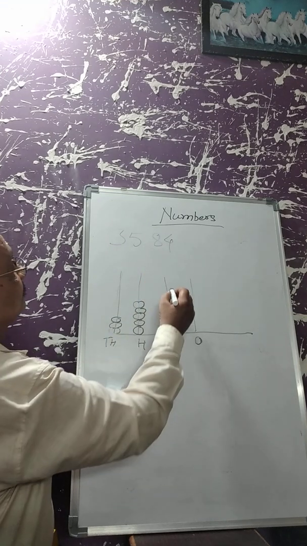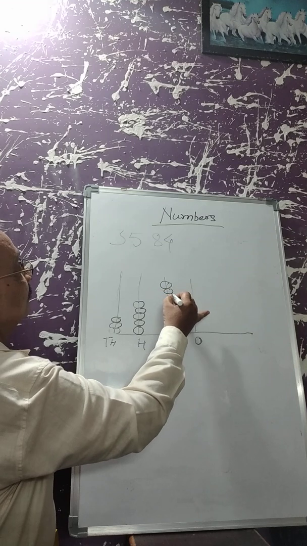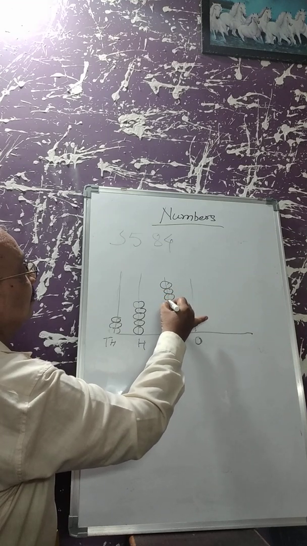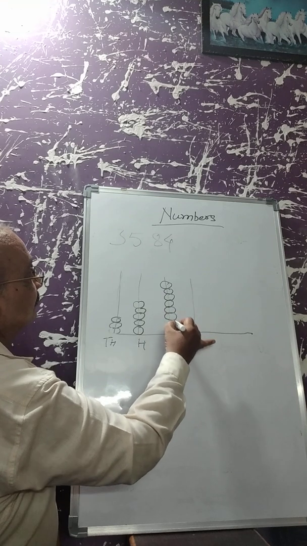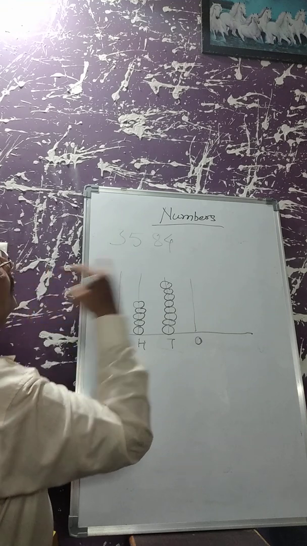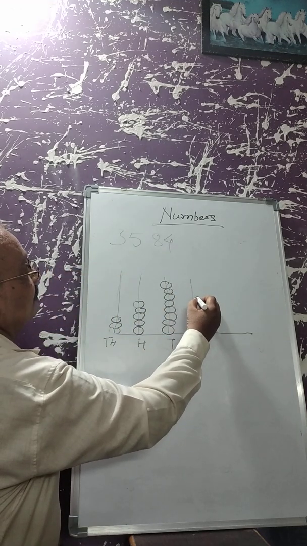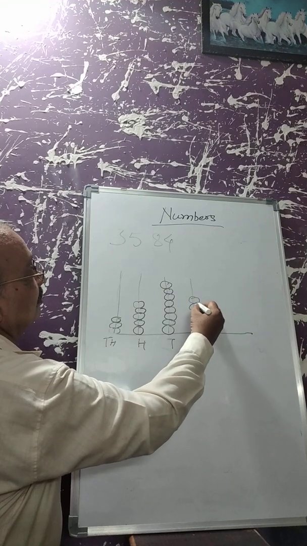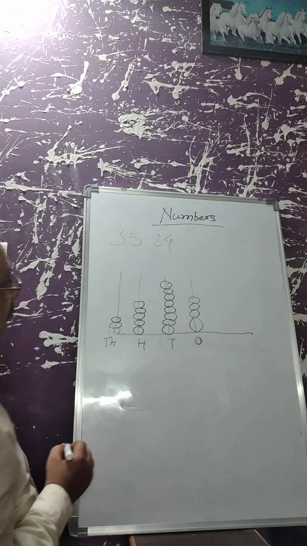Here it is 8. So 8 beads will be there. 1, 2, 3, 4, 5, 6, 7, and 8. Here it is 4. So at the place of ones, it should be 1, 2, 3, and 4.